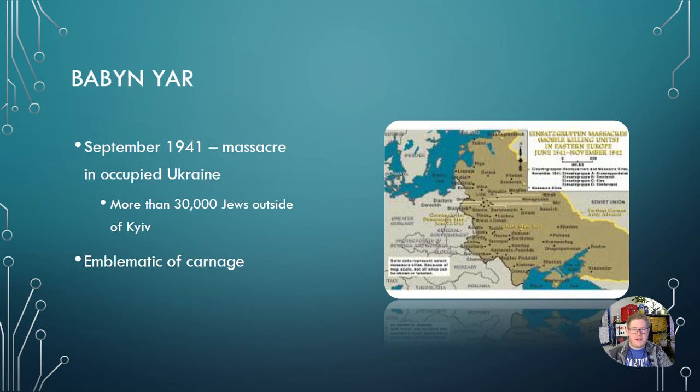Another major massacre we have to talk about is Babyn Yar, which was in September of 1941. This is a massacre in occupied Ukraine, where more than 30,000 Jews outside of Kiev will be shot. It's emblematic of the carnage caused by the Germans.